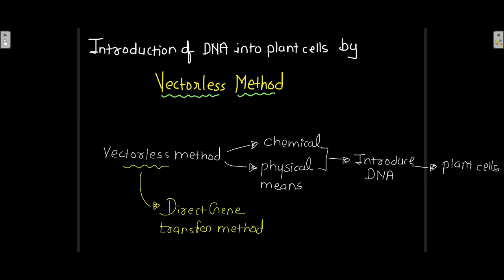In this video, we are going to discuss the introduction of DNA into plant cells by the vectorless method. This vectorless method, which is also known as the direct gene transfer method, uses chemical or physical means to introduce the DNA into the plant cell. If you are using a vector, then that is indirect gene transfer, and if you are not using a vector, then that is the direct gene transfer method.